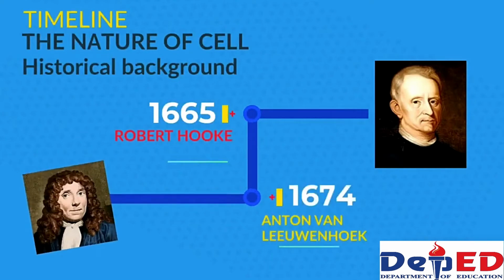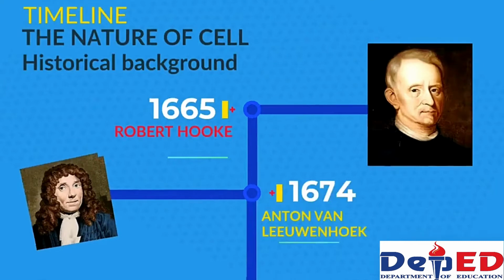In 1674, Dutch scientist Anton van Leeuwenhoek made pioneering discoveries concerning protozoa, red blood cells, capillary systems, and the life cycles of an insect. He also perfected the construction of the compound microscope.